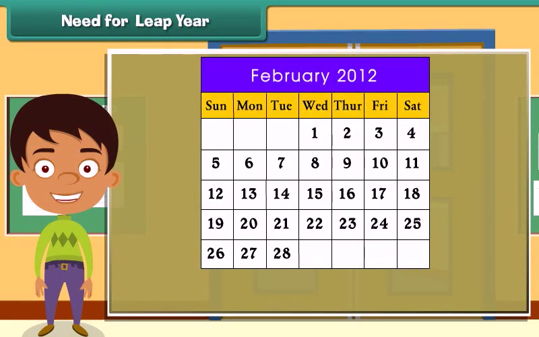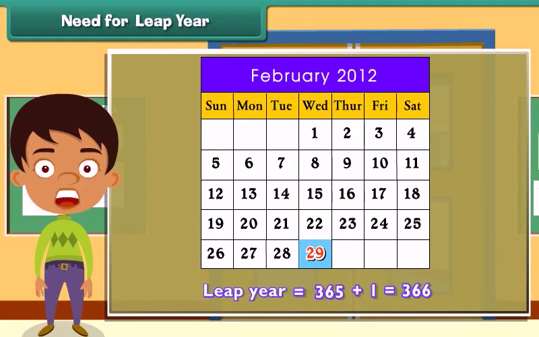Hence, every 4 years an extra day is provided in the month of February. Such a year is known as the leap year. February has 29 days in the leap year and the year itself has 366 days.